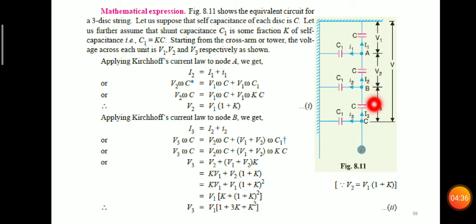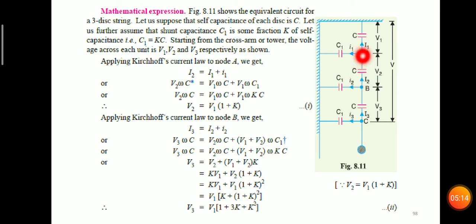Here three discs are shown with voltages V1, V2 and V3, and the mutual capacitance is C, which is equal for all the discs, and the capacitance between the disc and the tower, or the shunt capacitance, is C1. That is also equal for all the discs. And it is taken as C1 equal to some fraction of C, that is K into C. Now we can apply Kirchhoff's current law at each node.